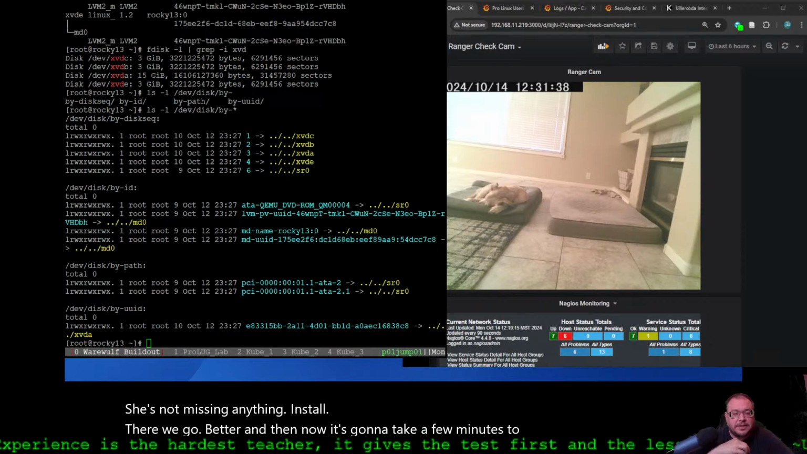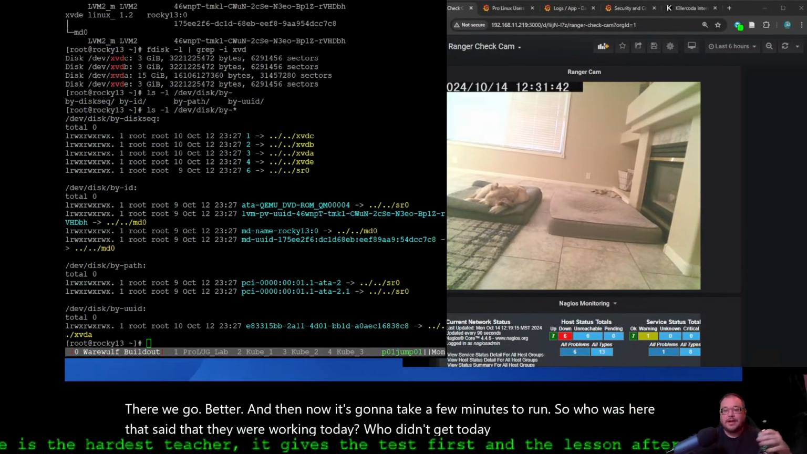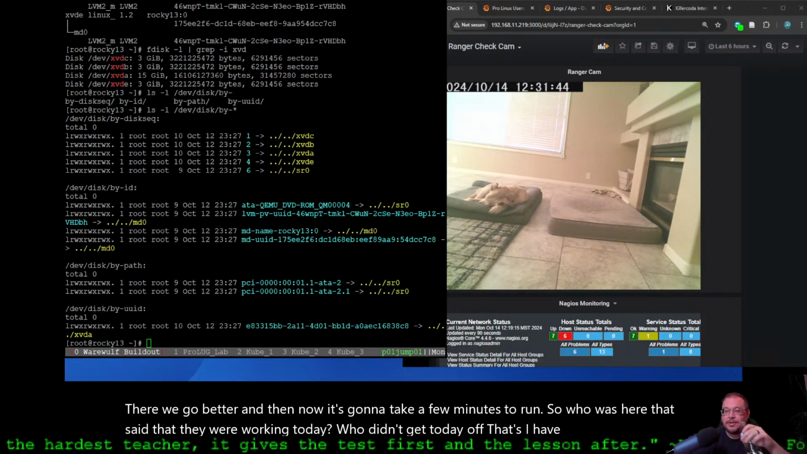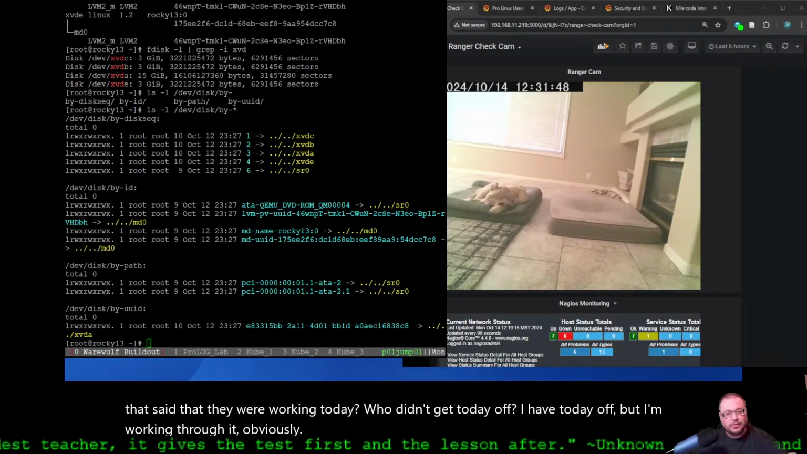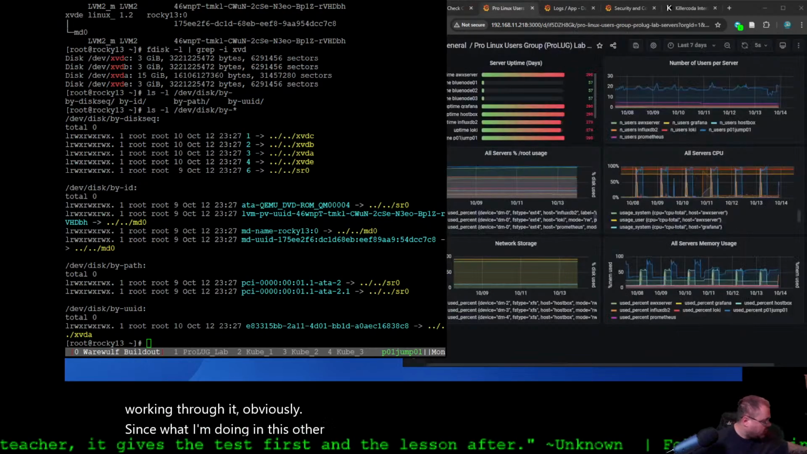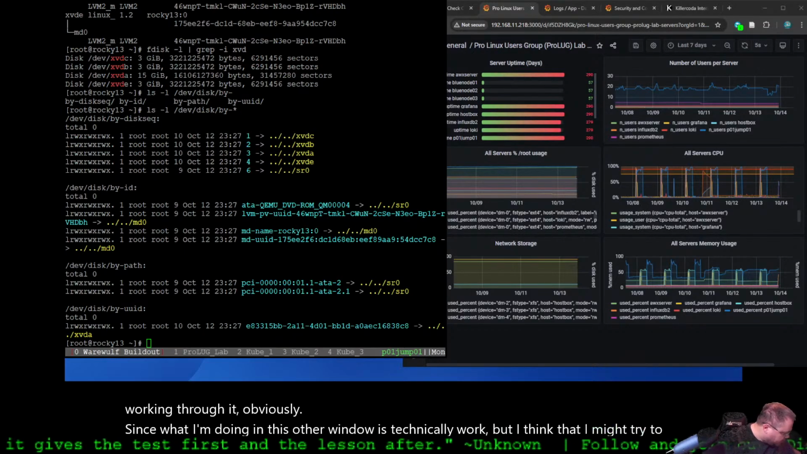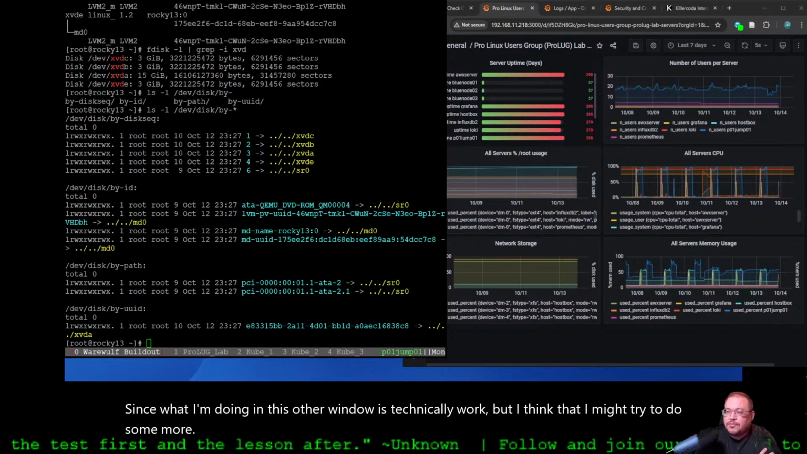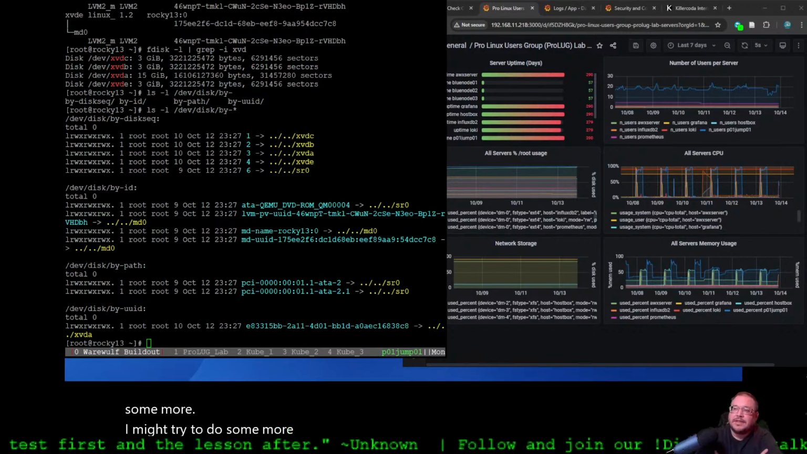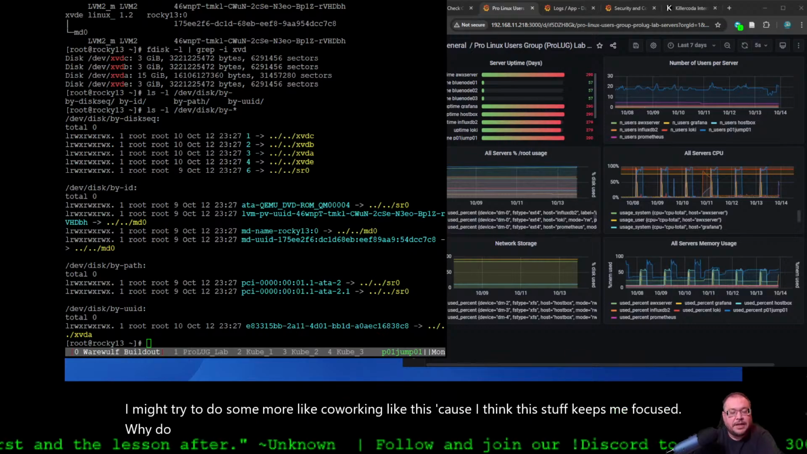So who was here that said they were working today? Who didn't get today off? I have today off, but I'm working through it, obviously, since what I'm doing in this other window is technically work. But I think I might try to do some more co-working like this, because I think this stuff keeps me focused. You don't have today off? Yeah, that happens.